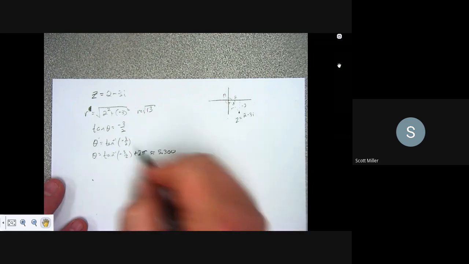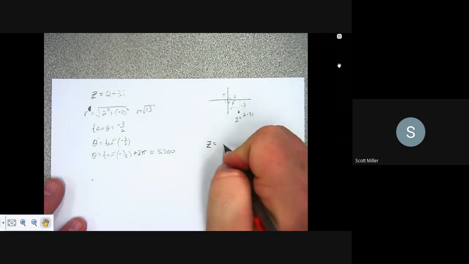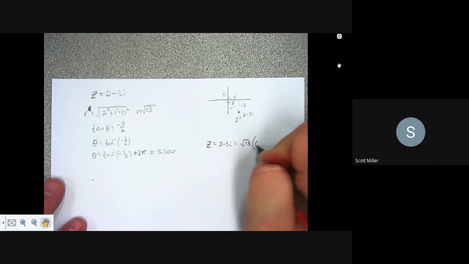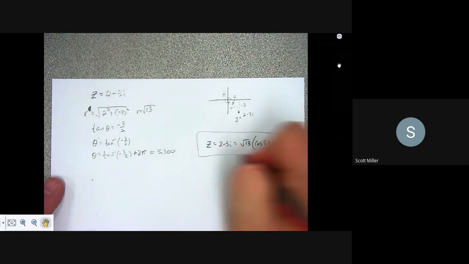So now I have everything I need. I can put z into polar form, which is the square root of 13 times the cosine of this angle in radians, 5.3, plus i times the sine of 5.3. And there you go.